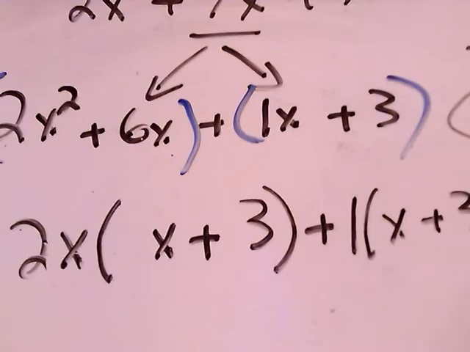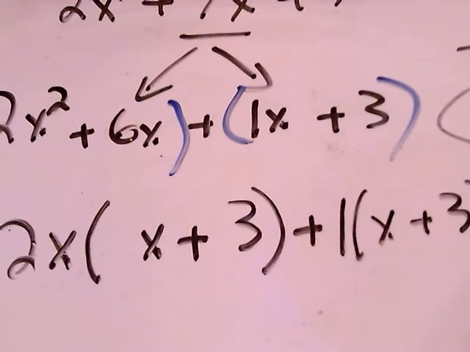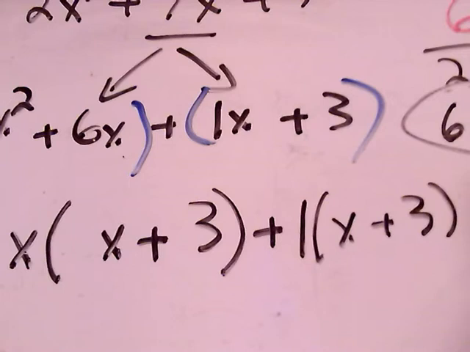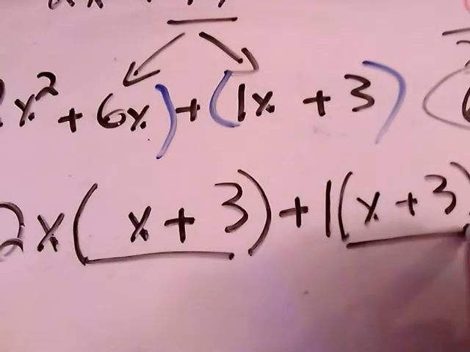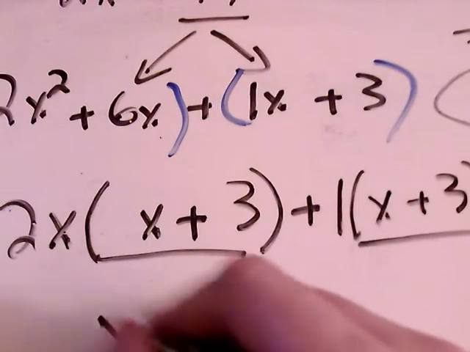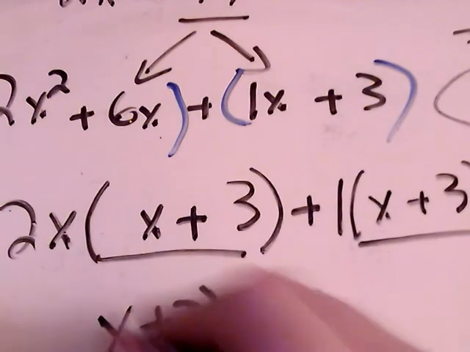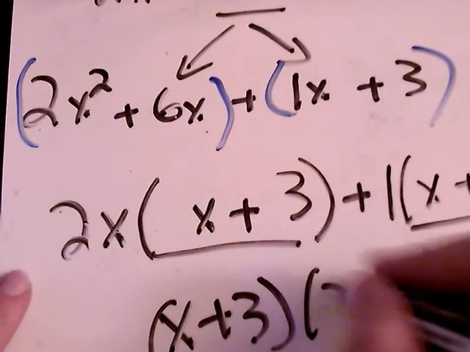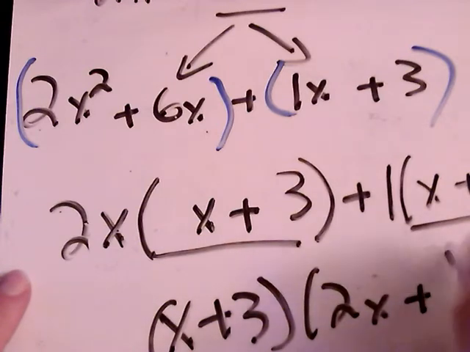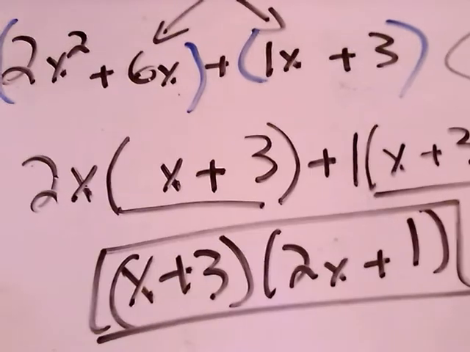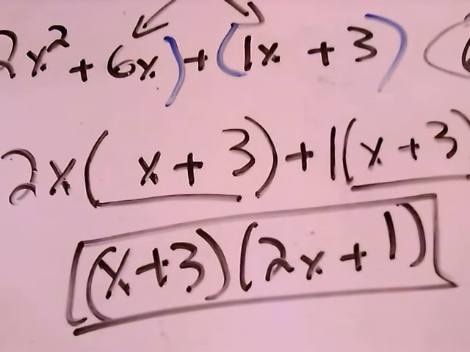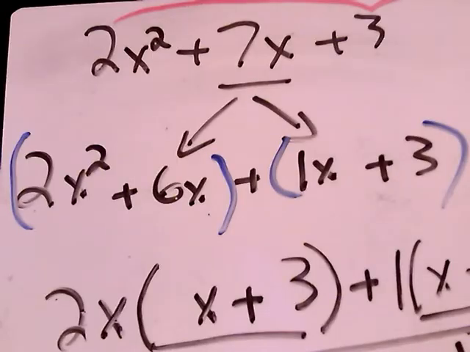So once I factor by grouping, I have 2x times the quantity x plus 3, plus 1 times the quantity x plus 3. We notice these two are exactly the same. So that means I can take them out. And what's left over is 2x plus 1. So there you go. Now if you always want to check your work, you can always multiply the factors out and get exactly what we started with up top.